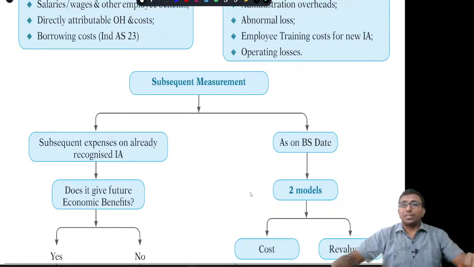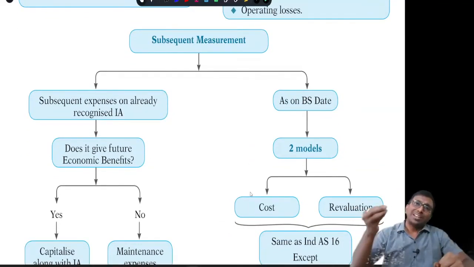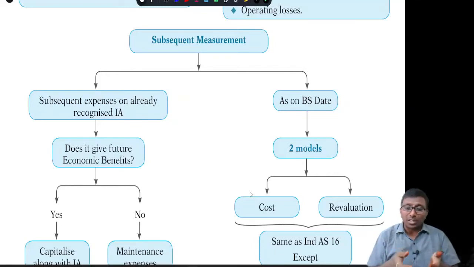Subsequent measurement. When I say subsequent measurement, that means you have incurred more money subsequently on the same intangible asset. The simple question is: does that extra money you spend satisfy the intangible asset definition and the two conditions of an asset, that is, probable future economic benefits inflow and cost or value can be measured reliably? If you say future economic benefits will flow, I spent today and money is going to flow to me after some time, then that amount will be capitalized. Otherwise, no, it will be charged to profit and loss, right?